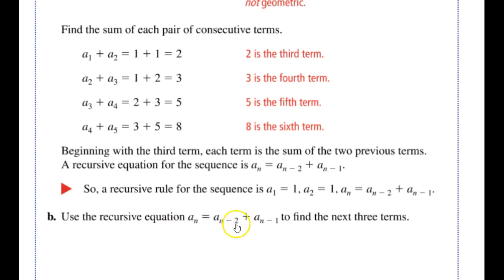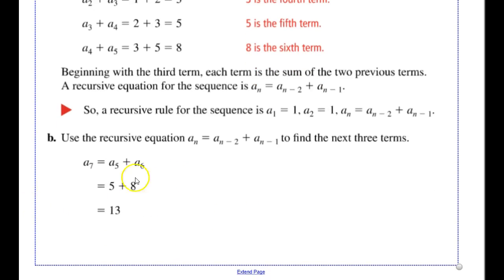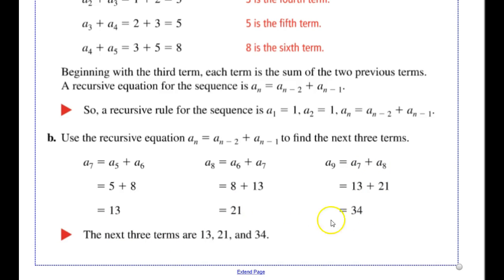So now I can use my equation to find the next 3 terms. I take the 5th term and the 6th term and add them to get the 7th term. Then I take the 6th term and the 7th term and add them to get the 8th term. And then I take the 7th and 8th and add them to get the 9th term. So these are the next 3 terms in my sequence. And I can continue on and on doing that.